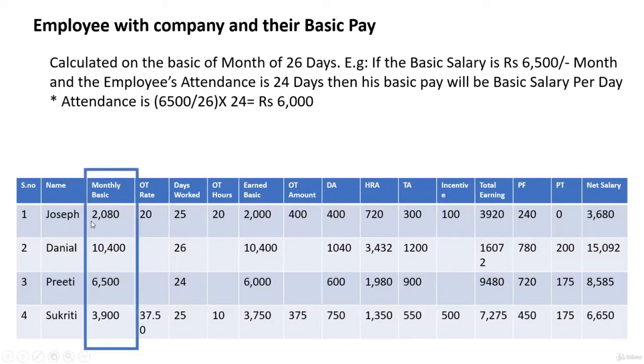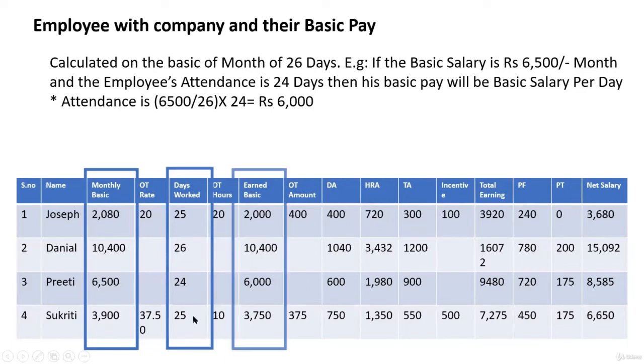Here the monthly salary of these 4 employees is given, and the days they worked in the company is also mentioned here. Like Joseph is present for 25 days, Daniel has not taken any leave, Preeti has taken 2 leaves, Sukriti has taken 1 leave. So as per the days they worked, they earned the basic salary on the basis of this formula. Now we have reached our earned basic salary.